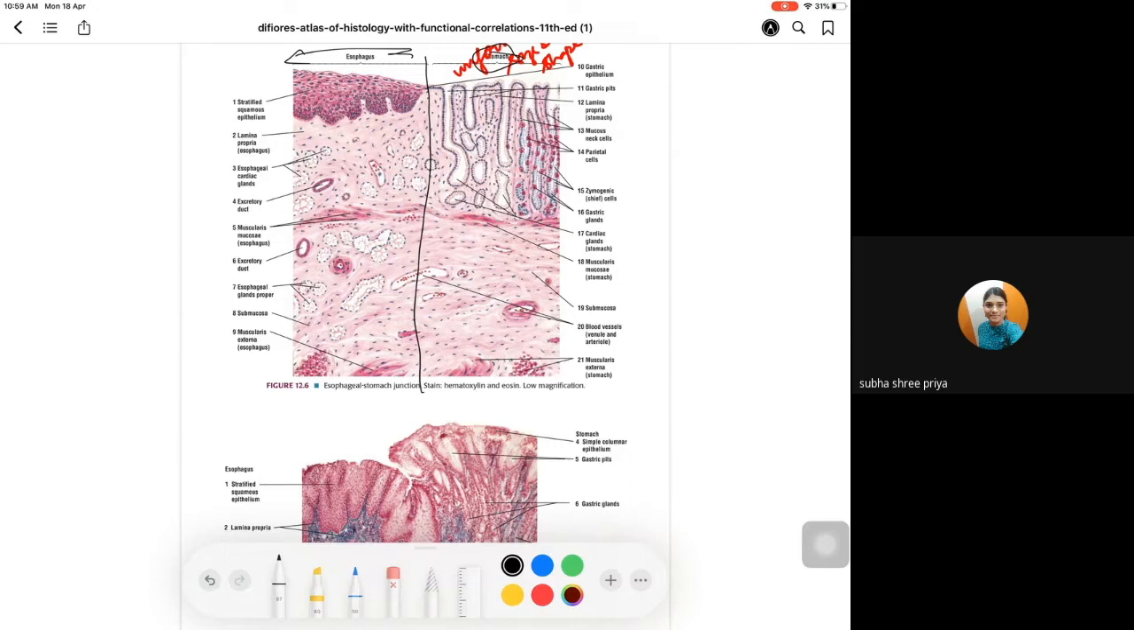Super. And on stomach, we are seeing gastric epithelium, gastric pits, lamina propria, mucous neck cells, parietal cells, zymogenic or chief cells, gastric glands, cardiac glands, muscularis mucosa, submucosa, blood vessels, and muscularis externa.